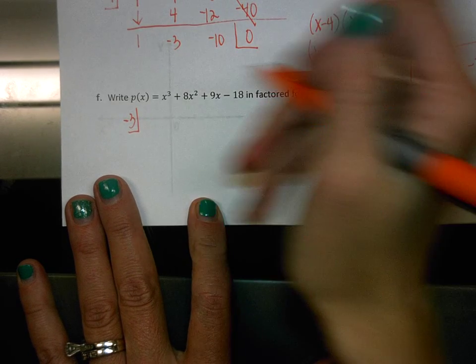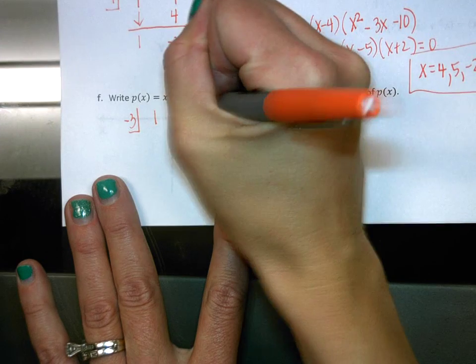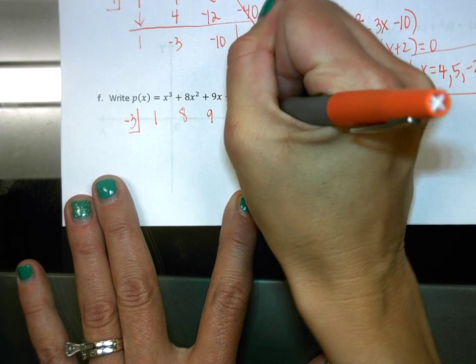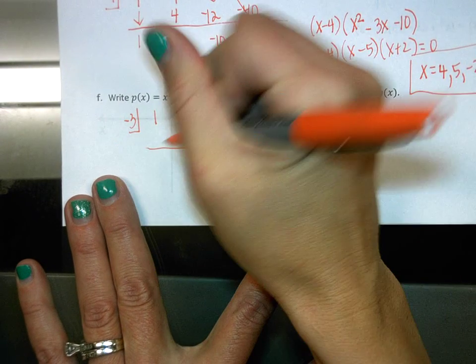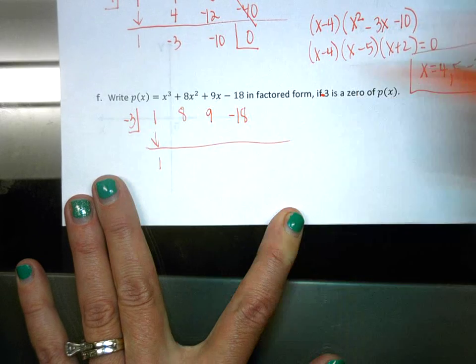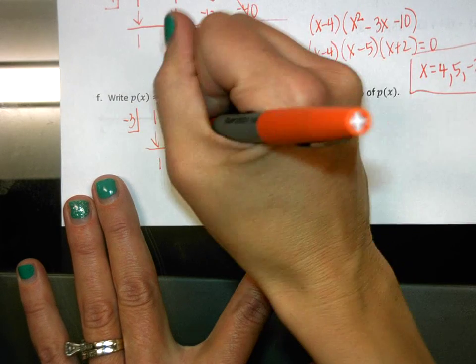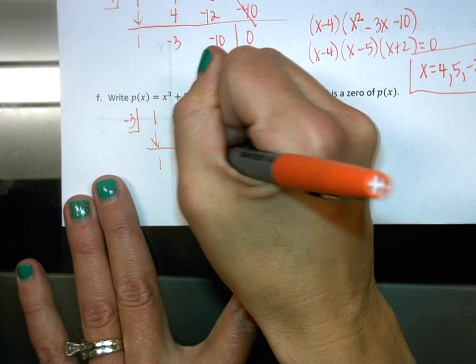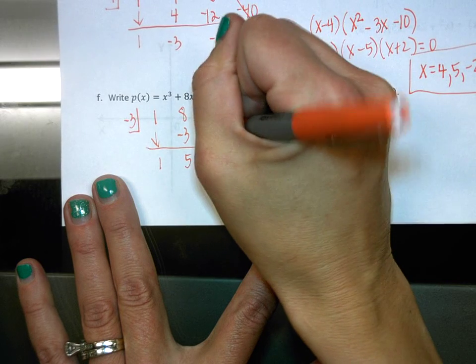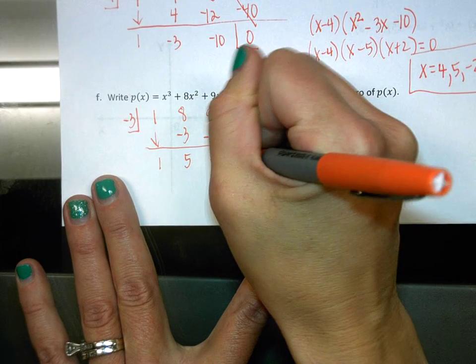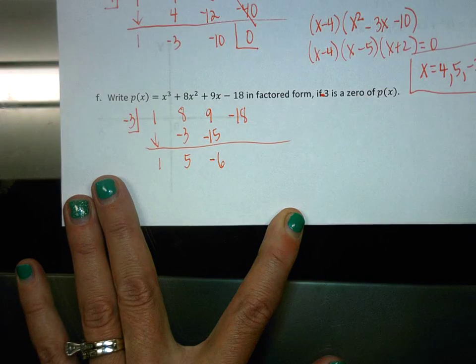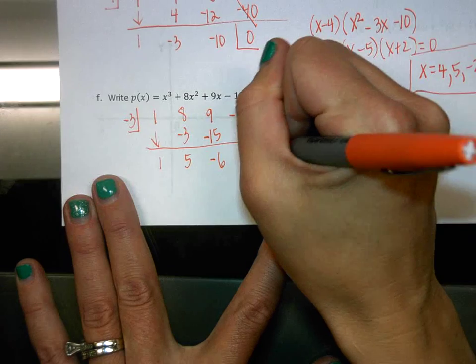So the numbers should have been 1, 8, 9, and negative 18. We always bring down the first number, which in this case is 1. 1 times negative 3 is negative 3. 8 minus 3 is 5. 5 times negative 3 is negative 15. We add those together, we get negative 6, and negative 6 times negative 3 makes a positive 18, which is my 0 left over.